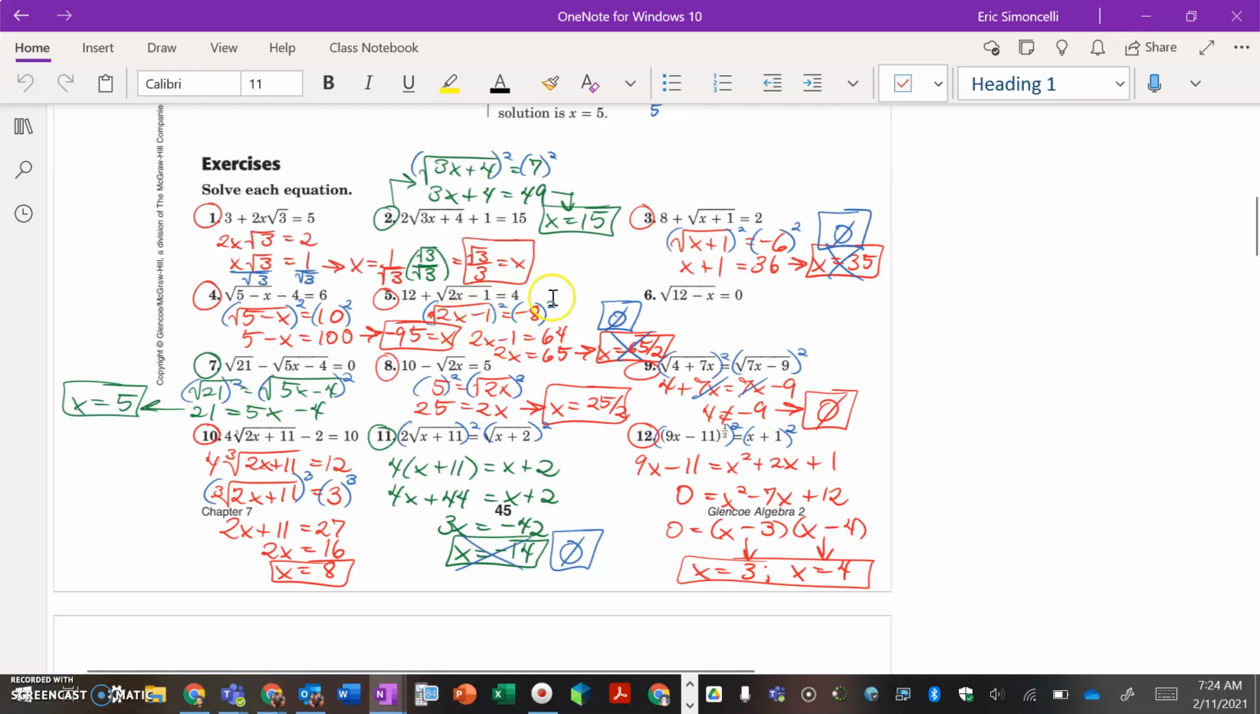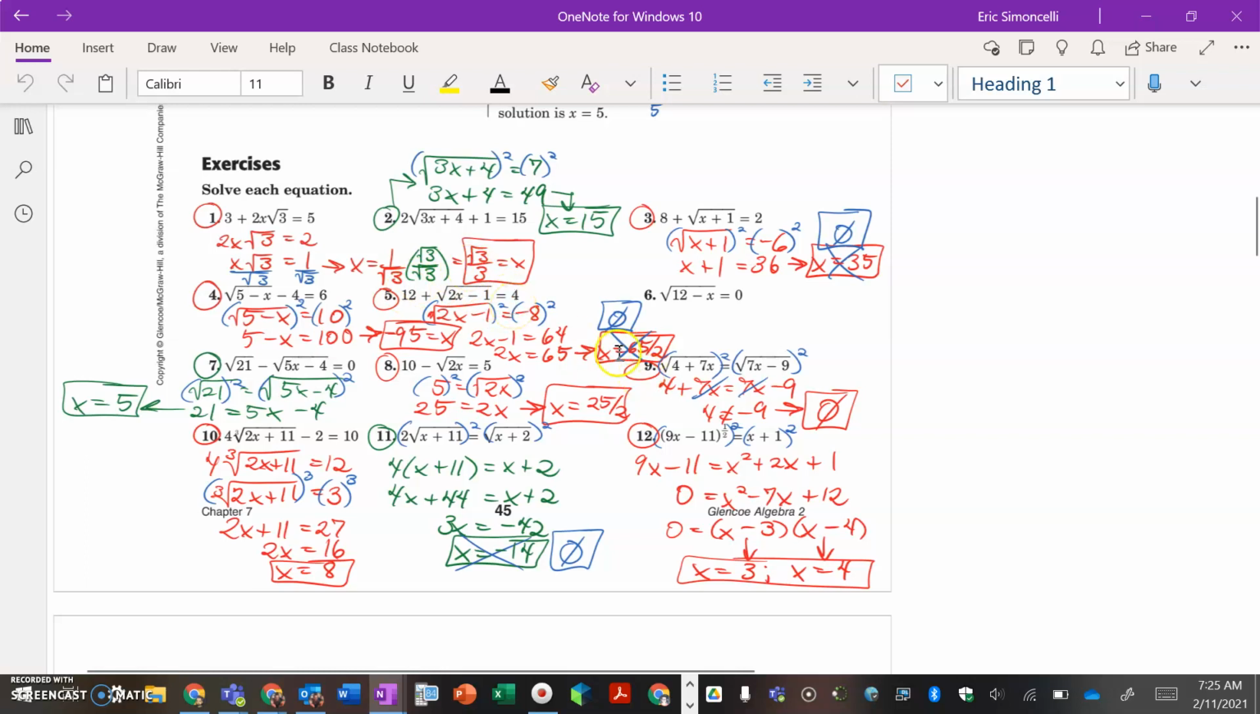Okay, so square both sides, like I said, 64 is the result. So 2x minus 1 equals that. Add 1, divide by 2, and you get 65 halves. 65 halves, let's just plug it in to see what that ends up being. 65 halves times 2, that's 65, the 2's divide. 65 then minus 1 is 64. The square root of 64, of course, is 8. 8 plus 12 is 20, and 20 does not equal 4.